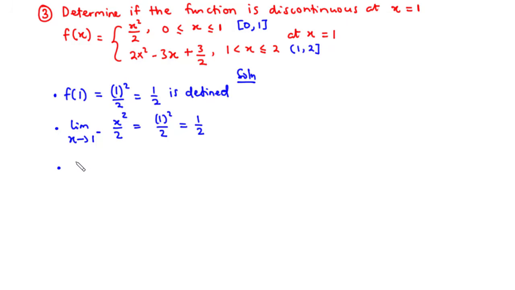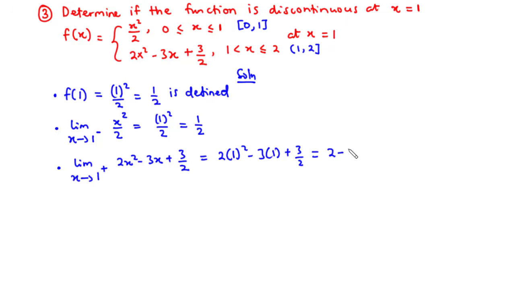Now for the right hand limit, we have the limit as x approaches 1 from the right, and if you want to talk about the right side of 1, then that is found in this interval. So we are going to use the function 2x squared minus 3x plus 3 over 2. Let's plug in 1. We have 2 times 1 squared minus 3 times 1 plus 3 over 2. So 1 squared is 1, 2 times 1 is 2, 3 times 1 is 3, and then plus 3 over 2.